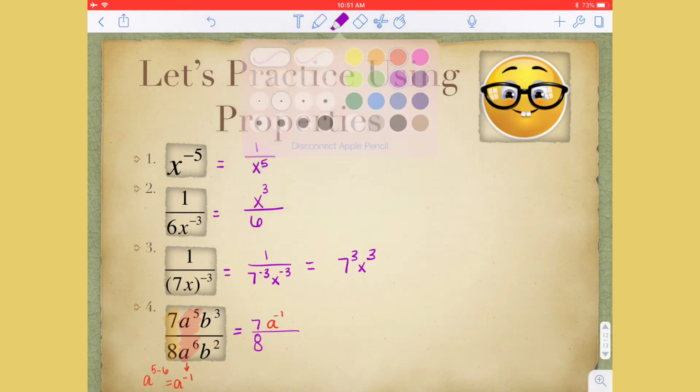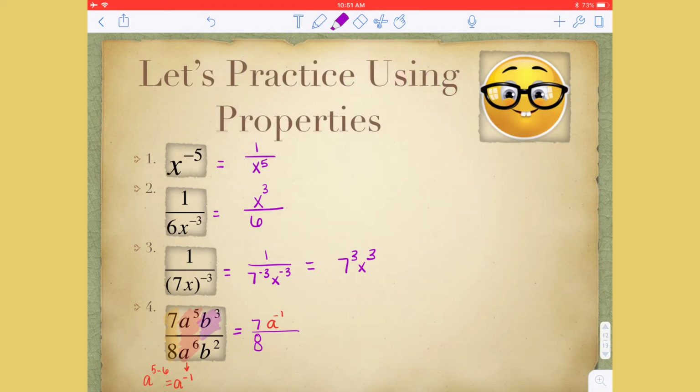Next, I'm going to go ahead and look at my B values. You see that I'm writing that in purple. So when I go to write that out, b to the 3rd over b squared, that is going to be b to the 3 minus 2, which equals b to the 1st power. So I'm going to go ahead and write my b on top.